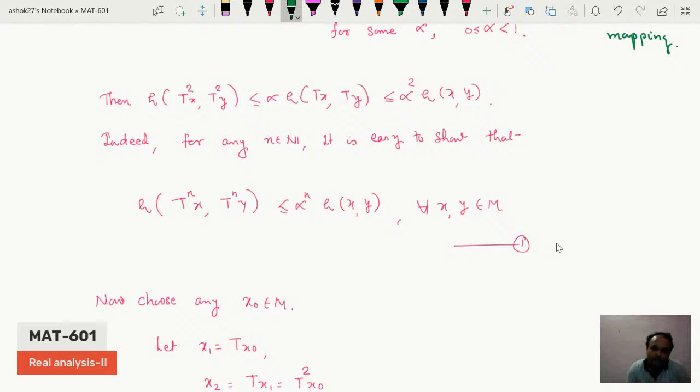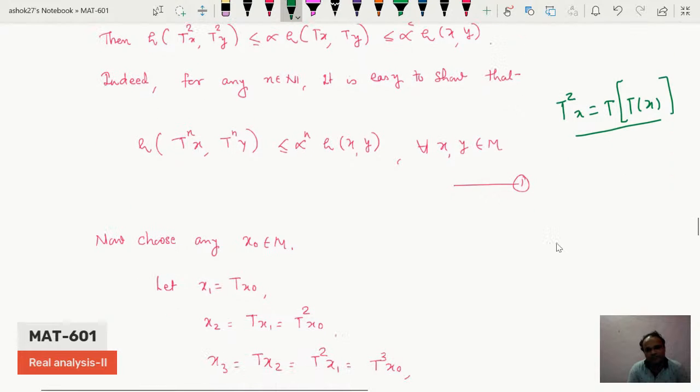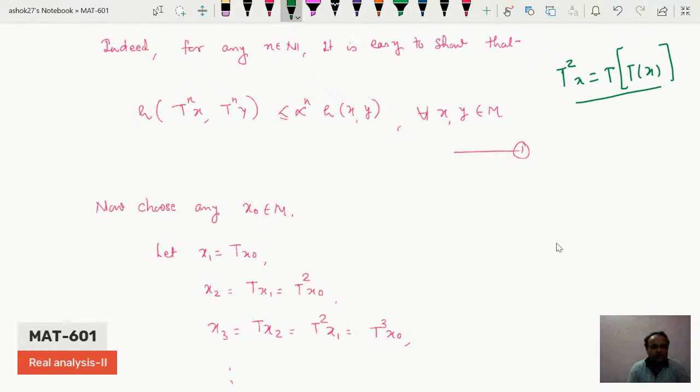This statement, that is rho of T raised to n x, T raised to n y. Naturally, what is T square x? T square x will be T of Tx, so we are operating T on x two times. What is T raised to n x? We are operating T on x n times. So rho of T raised to n x and T raised to n y will be less than or equal to alpha raised to n times rho of x, y for all x, y belonging to M. You can write this as equation number 1. So now choose any fixed point x0 from M.